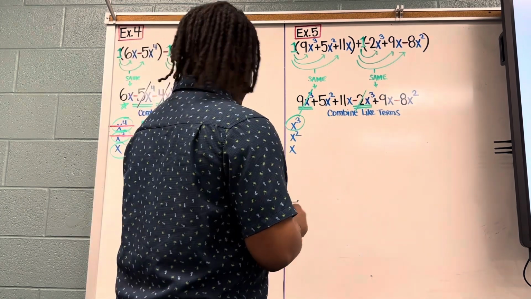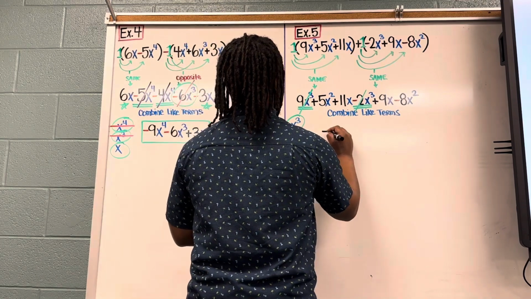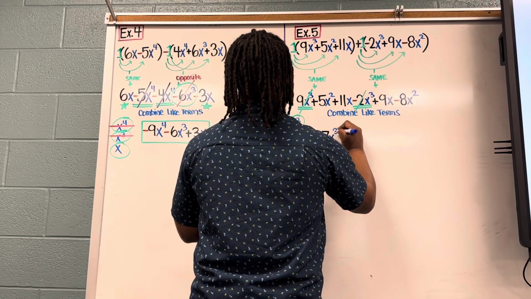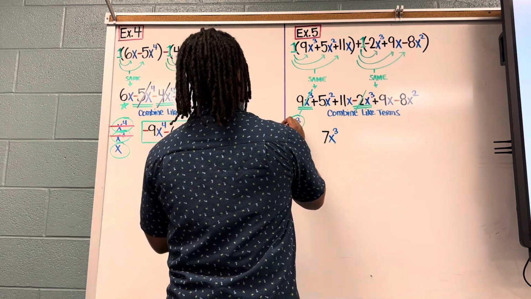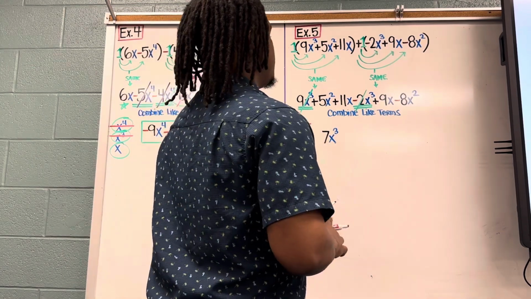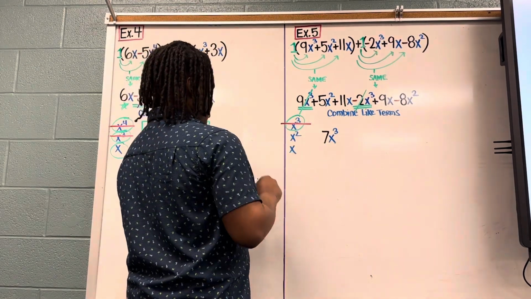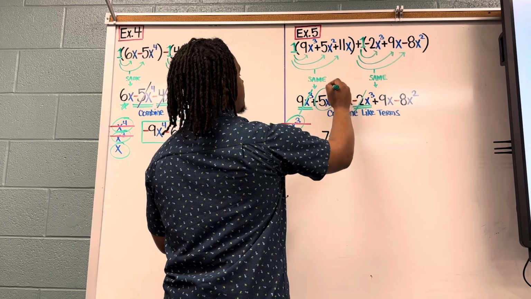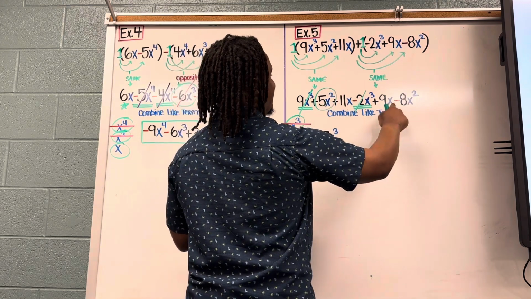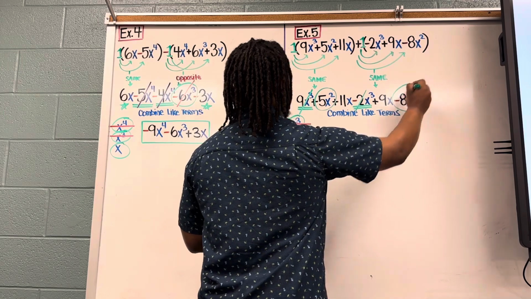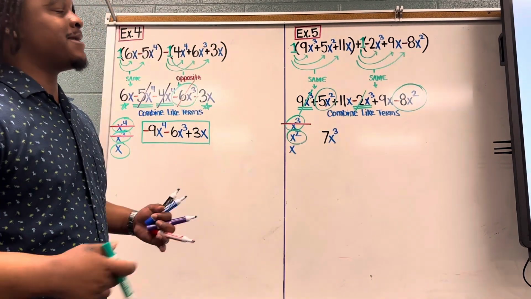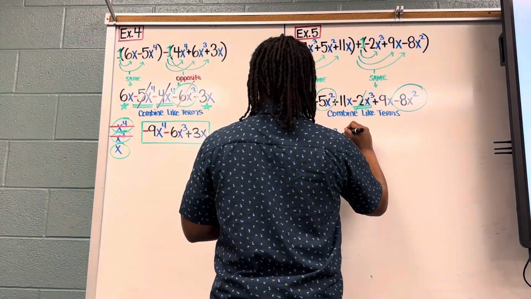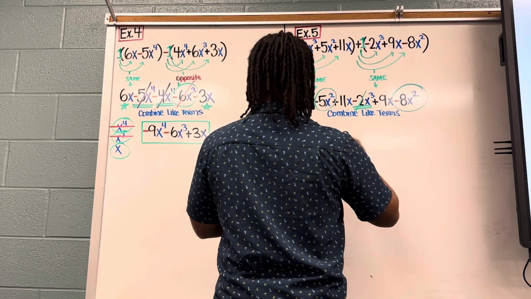9 minus 2 is 7. So that's going to become 7x to the third power. Okay? All right. Now we're going to do x to the second power. We're going to combine all the values where x is to the second power. I see a positive 5x squared, and I see a negative 8x squared. 5 minus 8 is a negative 3, so that's going to become a negative 3x squared.